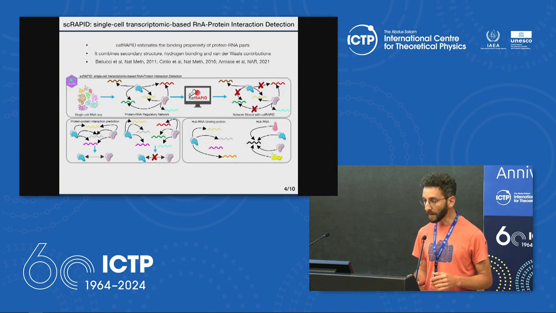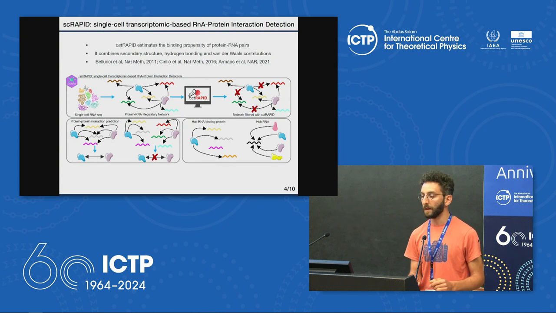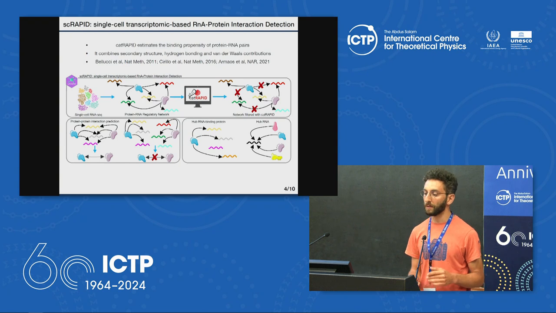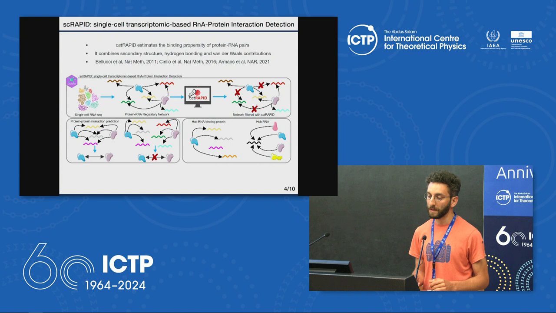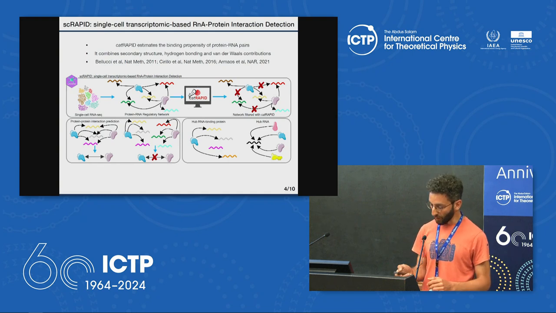In my work, I introduced a new computational pipeline called SC-RAPID, which integrates gene regulatory network inference methods on single-cell RNA-seq data with predictions made with CatRapid, which is an algorithm previously developed in our lab that can estimate the interaction propensity of protein RNA pairs starting from their sequences, so it's not based on expression. And by integrating these methods, I will show you how we are able to infer protein RNA interactions from single-cell RNA-seq.